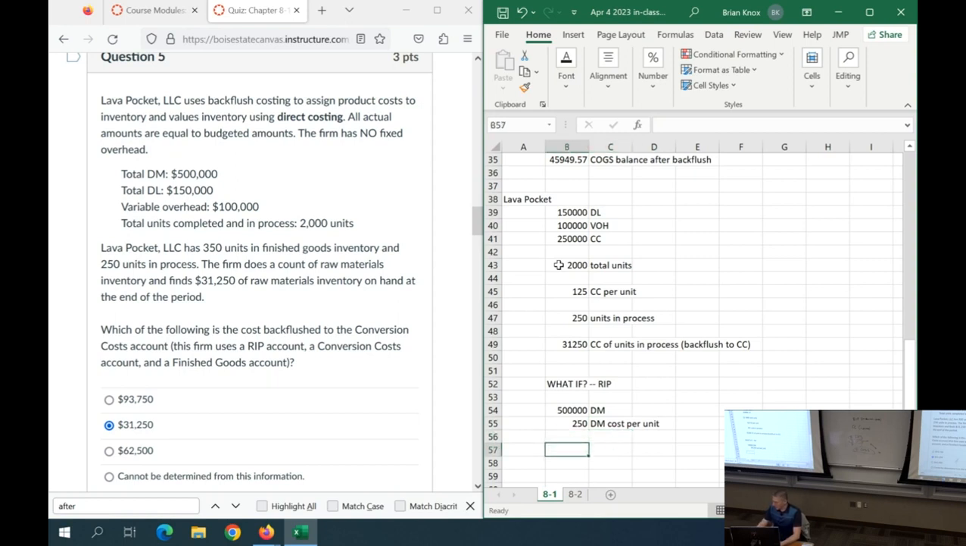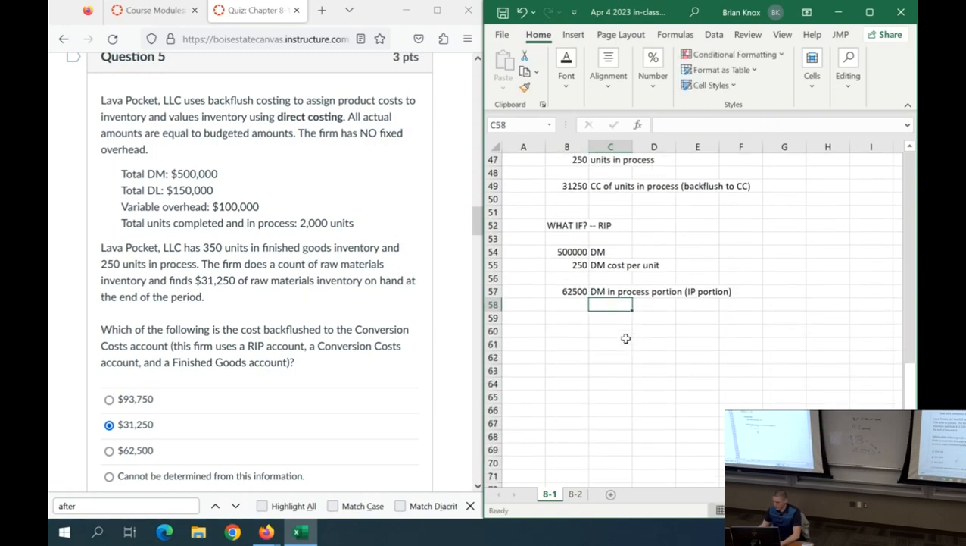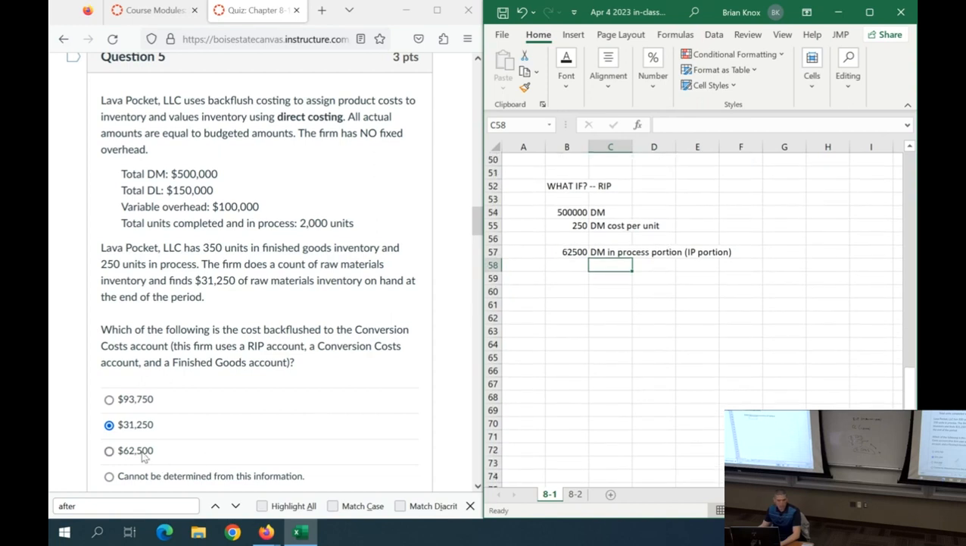Okay, we still have 250 units in process, so we can multiply that $250 amount of direct materials cost per unit times the 250 units in process, and we get 6,250. That's the direct materials in process portion, the IP portion of the RIP entry. And it's very tempting to just push that button. But we also have to remember we have the raw portion, which was 31,250 from here.